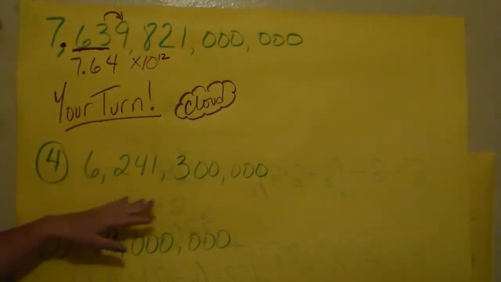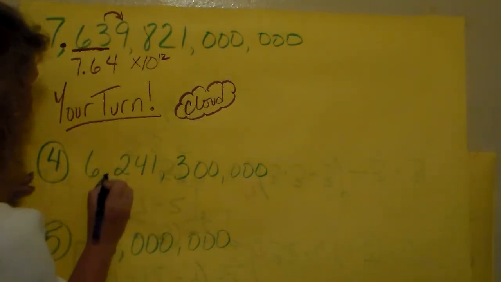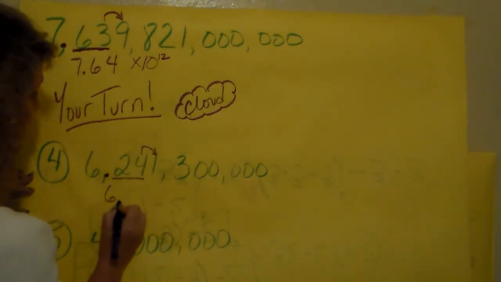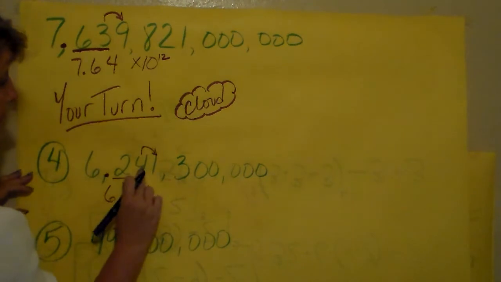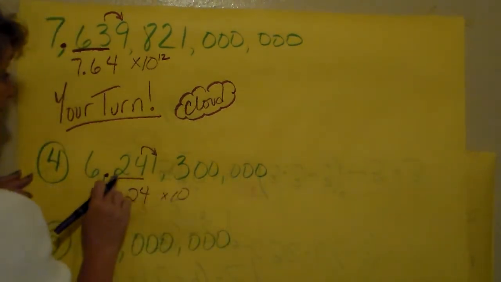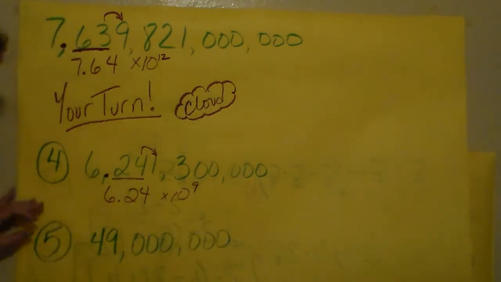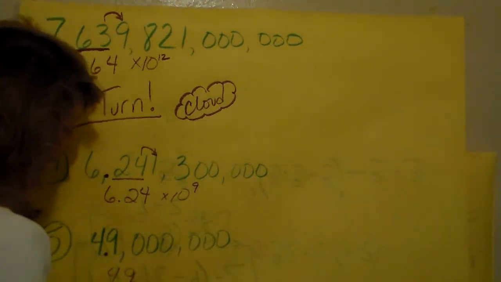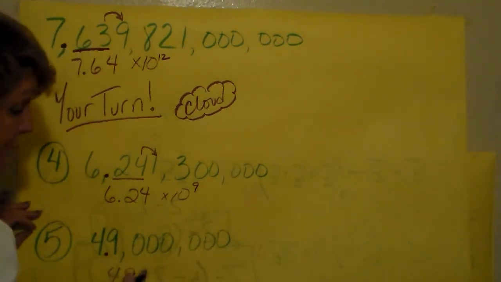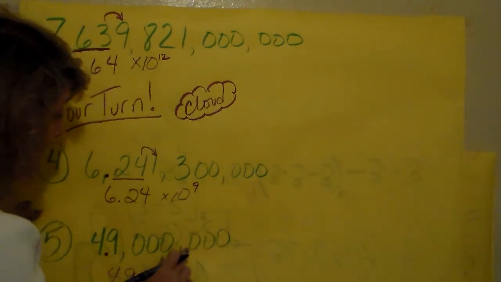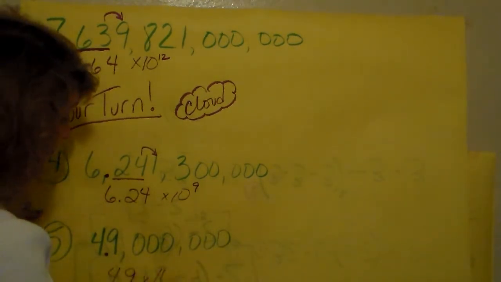All right. So, we did this, and that, and that, and we have 6.24, because this does not round, times 10 to the 1, 2, 3, 4, 5, 6, 7, 8, 9. Here, we're going to do that. 4.9. No, we don't have to put the rest of the zeros. If you do, it's okay. It's not wrong, but this is more right. Times 10 to the 1, 2, 3, 4, 5, 6, 7.